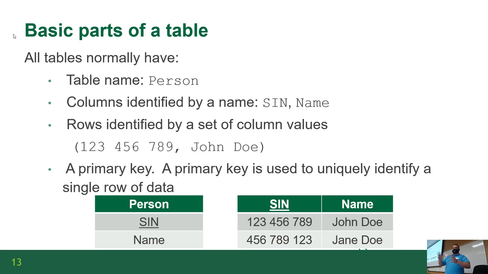So tables are made up of some basic pieces. They have a name. They have to be identified in the system somehow. Columns are identified also by a name, so each of the attributes has a name. Rows are identified by a set of columns. In other words, a combination of every column is a row.